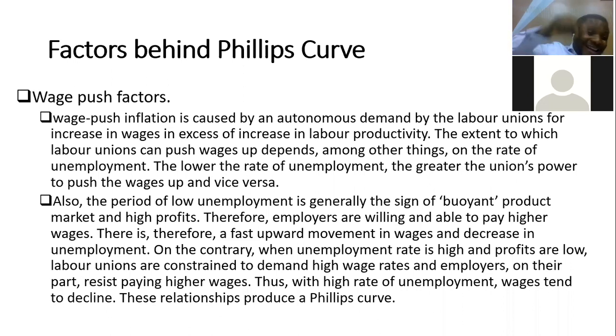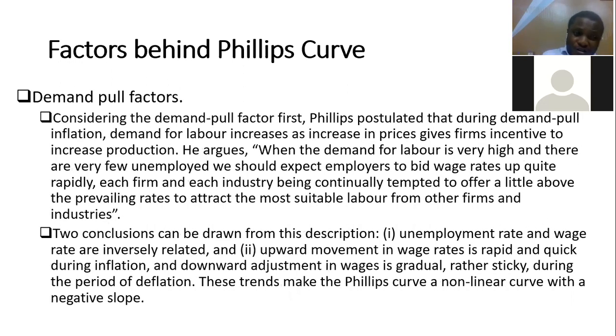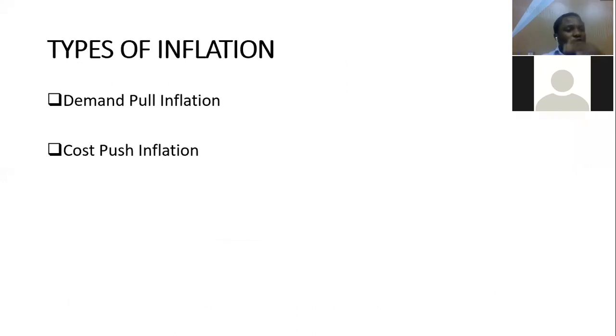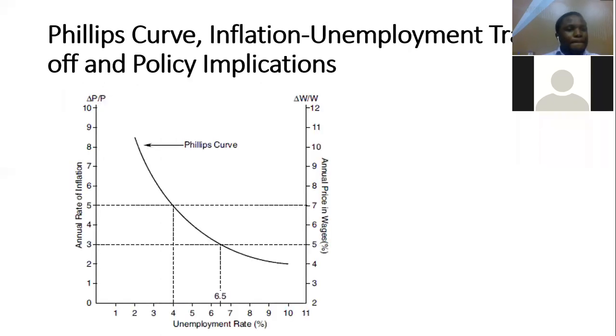So the factors behind the Phillips curve are the demand pull factors coming from the aggregate demand side and the wage push factors coming from the supply side, the labor union activities. So that is why we have types of inflation: demand pull inflation and cost push inflation. The first factor is the demand pull factor. The second factor is the cost push factor. All right. Let's now look at the Phillips curve, the inflation-unemployment trade-off, and policy implications.